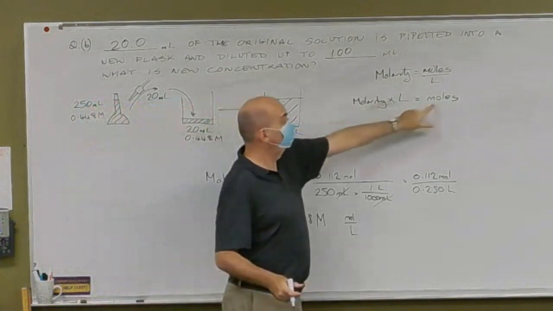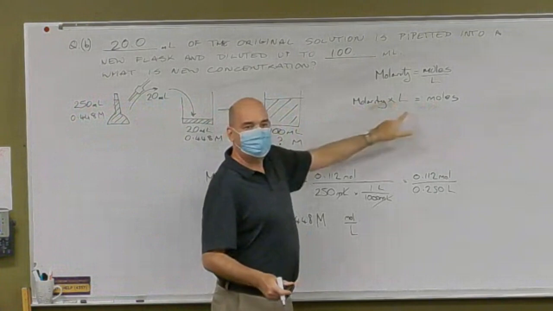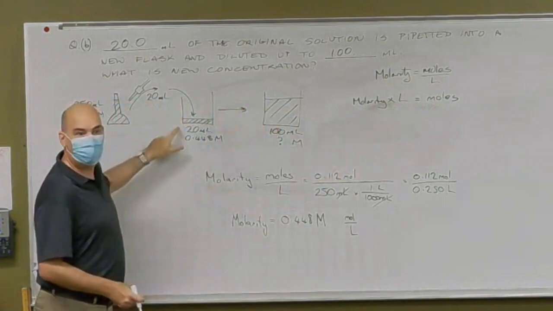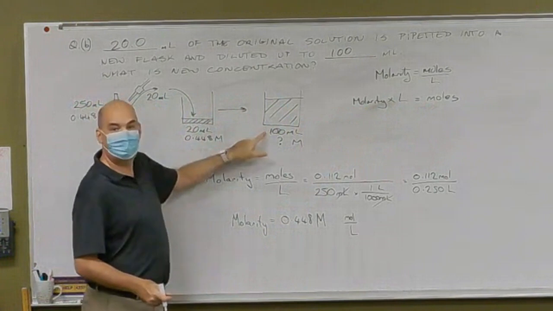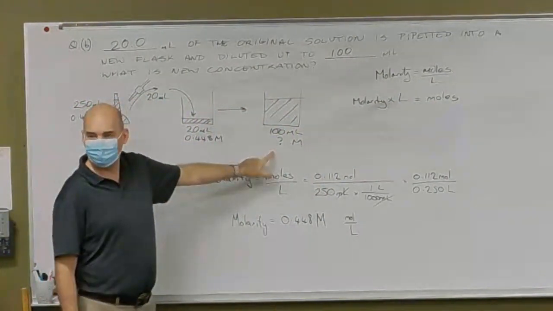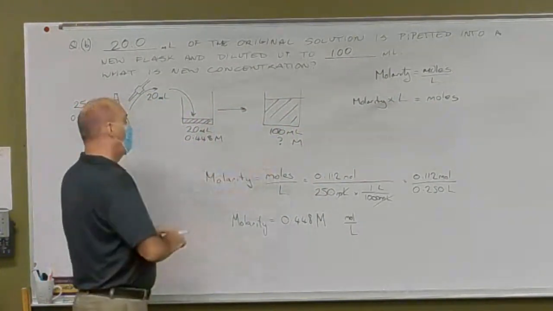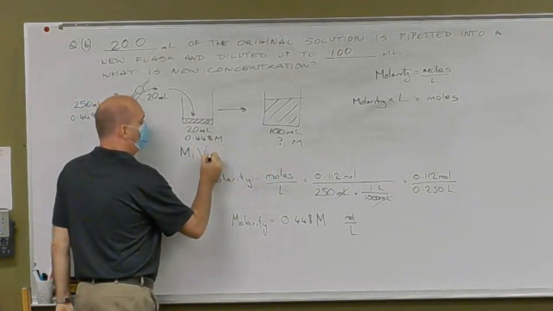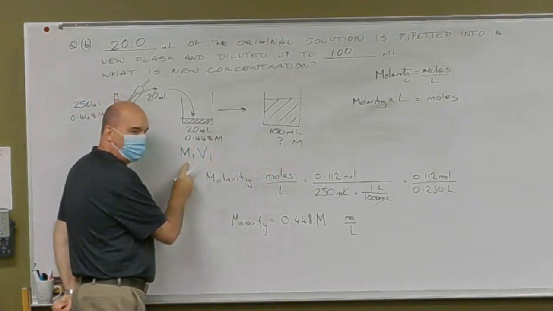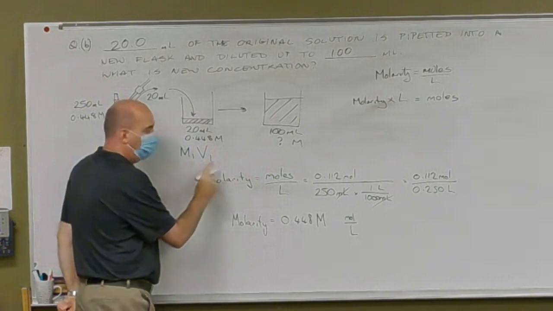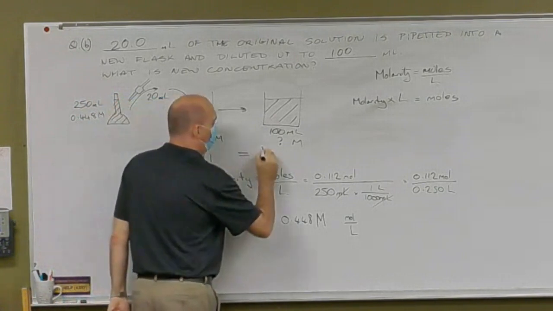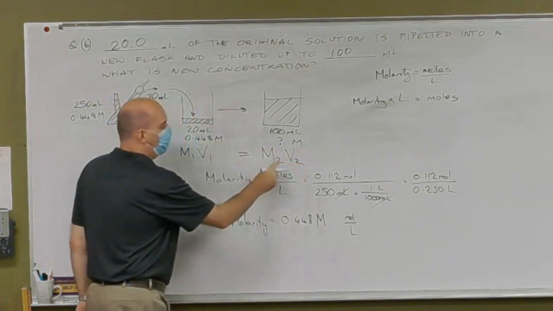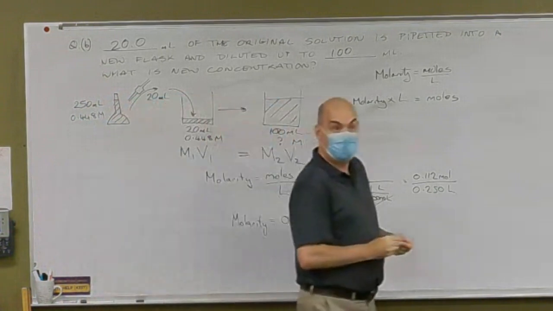It's just been diluted. So the number of moles at the beginning equals the number of moles at the end. A number of moles is molarity times volume. And I know the molarity, and I know the volume, and I know the volume, but I don't know the molarity. M1 V1, the molarity at the beginning times the volume at the beginning, is equal to M2 V2, the molarity at the end times the volume at the end.